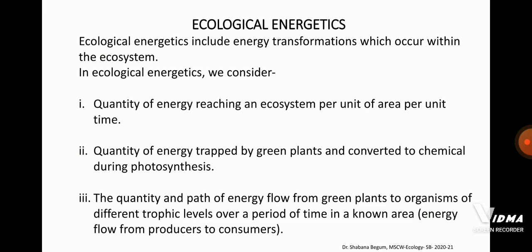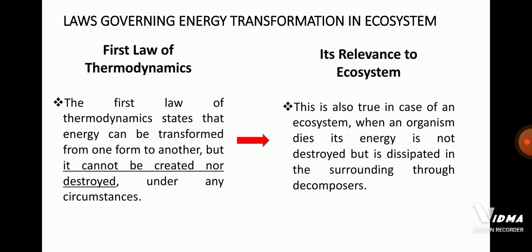Finally, the quantity and path of energy flow from green plants to organisms of different trophic levels over a period of time in a known area. That is, the energy flow from producers to consumers. Let us discuss the two laws which govern energy transformation in an ecosystem.